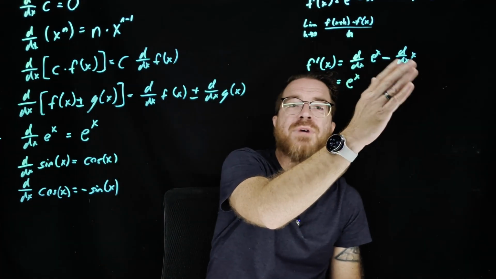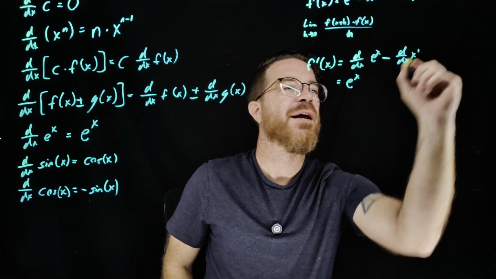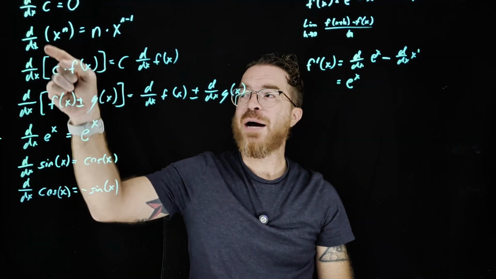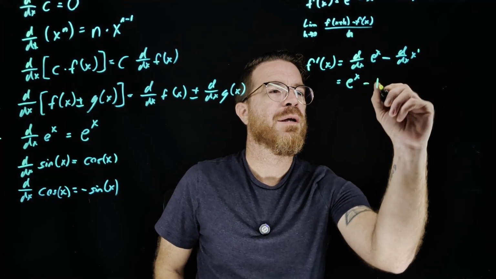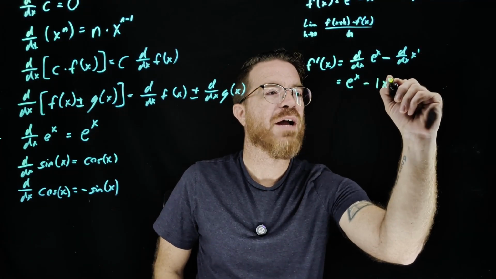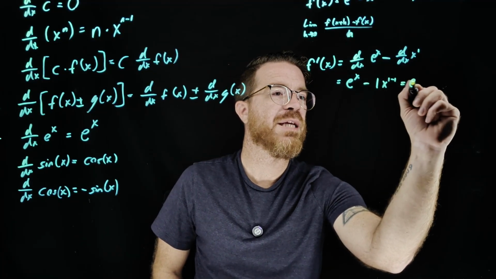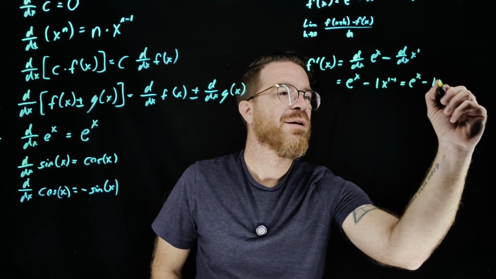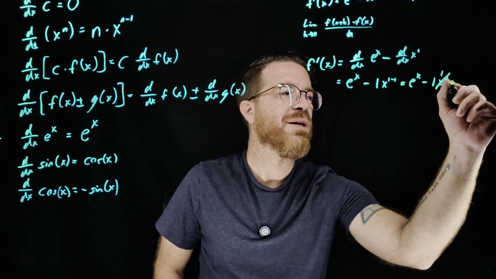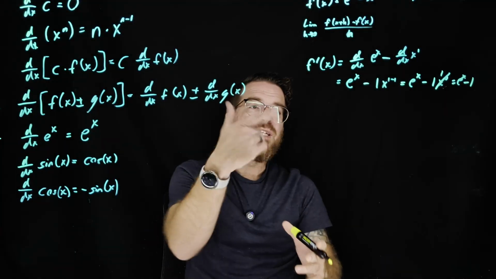Okay, what would be the derivative of x? Well, you could think of this x as x to the 1. Using our power rule, if I have x to the 1, I bring down the 1, and then I have x to the n minus 1. Well, n in this case is 1, so x to the 1 minus 1 is the same thing as saying I have x to the 0. So this would be e to the x minus 1 times x to the 0. Anything to the 0 power is just equal to 1, so this ends up being e to the x minus 1.